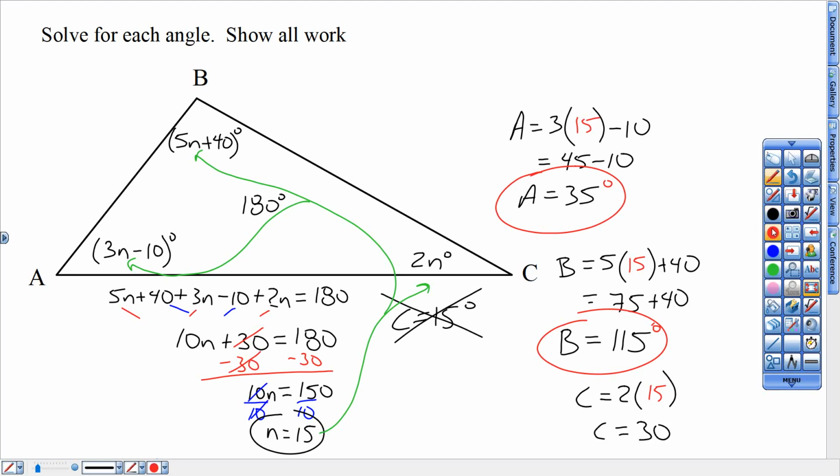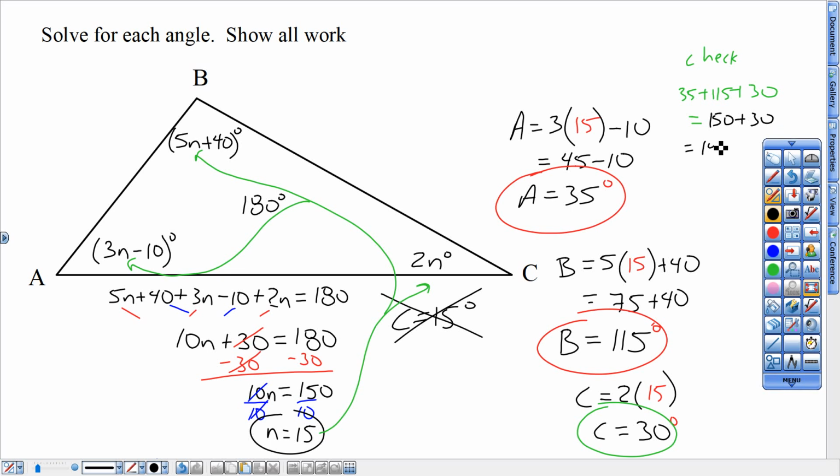And again, to do a quick check, they should equal 180. Let's add these up. Does 35 plus 115 plus 30 equal 180? So 35 plus 115 gives me 150. And then plus that 30, yes, that does give me 180. So I know my answers are good. Good luck, cow.